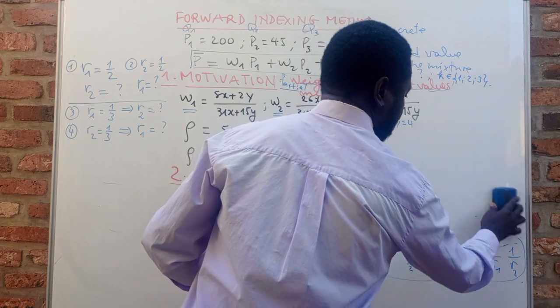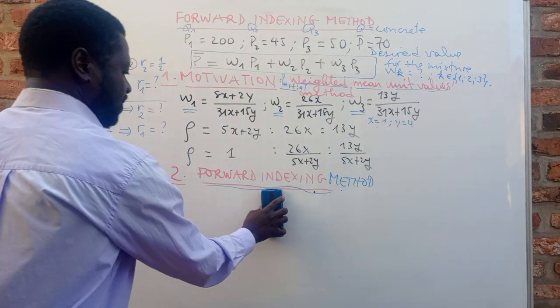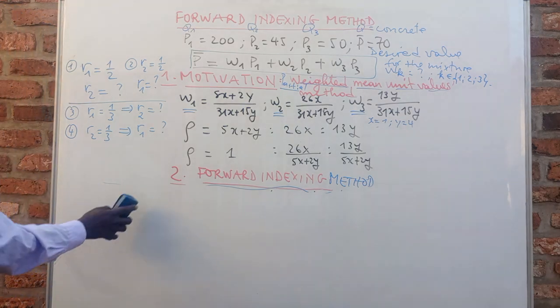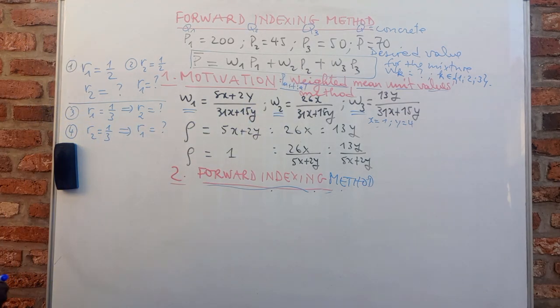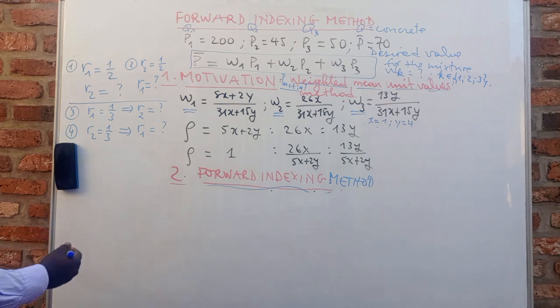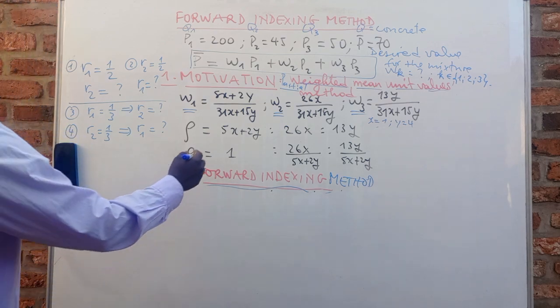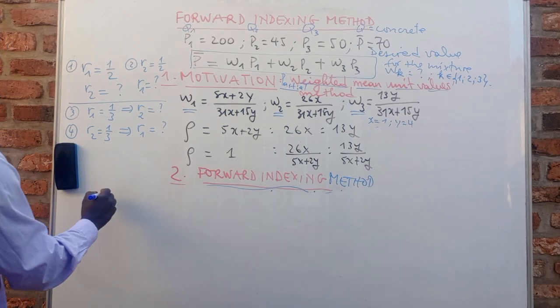Let us try to answer the first question. You will see that the first question, we have already done it in the previous video, but using the weighted mean, partial weighted mean unit values method. Now, let us use these results and try the first question.